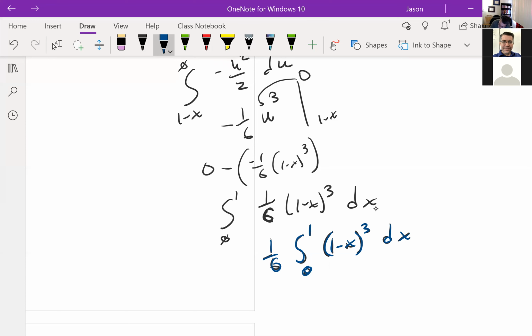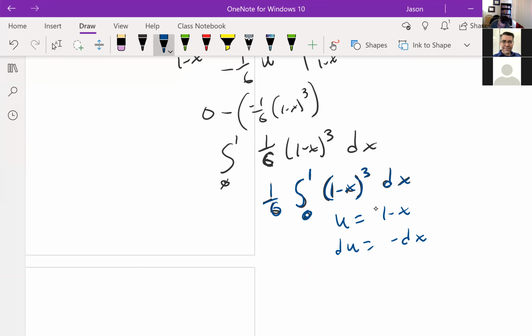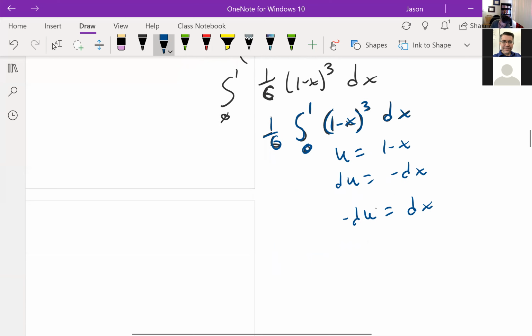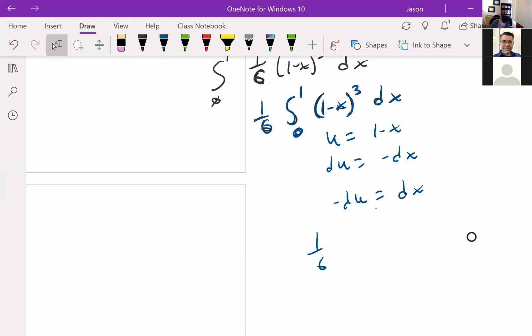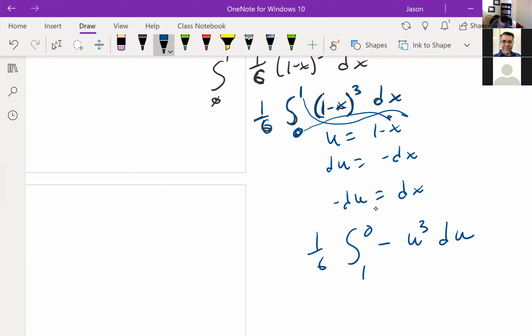Now let's do a u on x. u is 1 minus x, so du is equal to negative dx. It's basically the same thing we did before: negative du is equal to dx. If I plug in 0, I get 1. If I plug in 1, I get 0. So it's just 1 to 0 again, and this is going to be negative u cubed du.